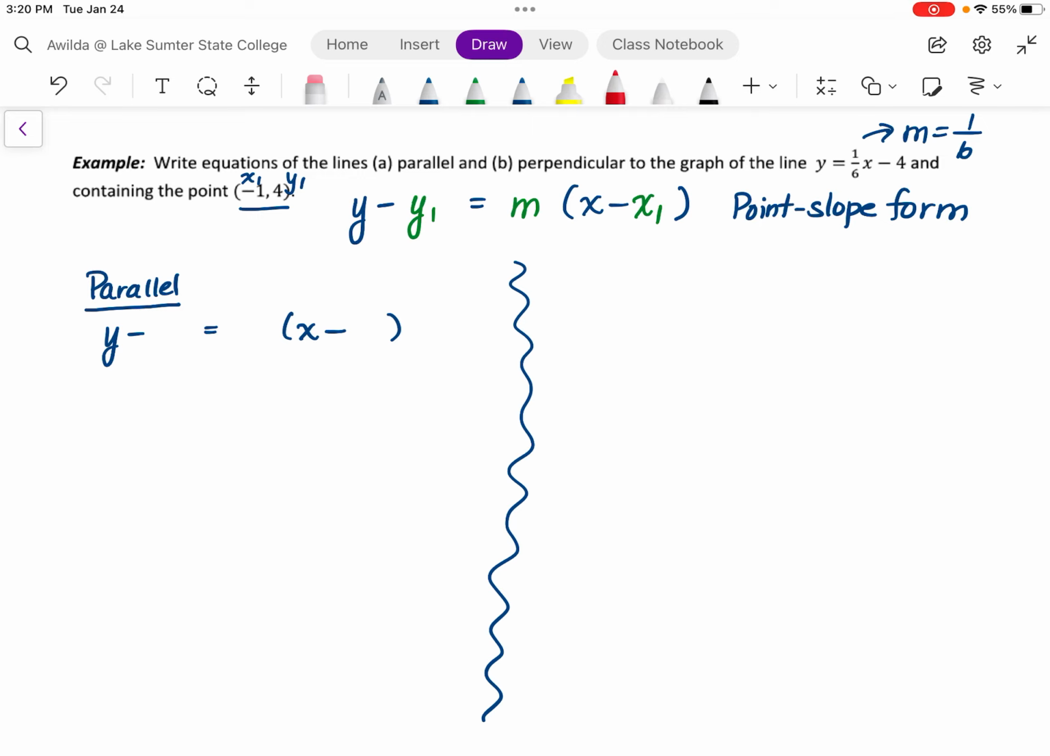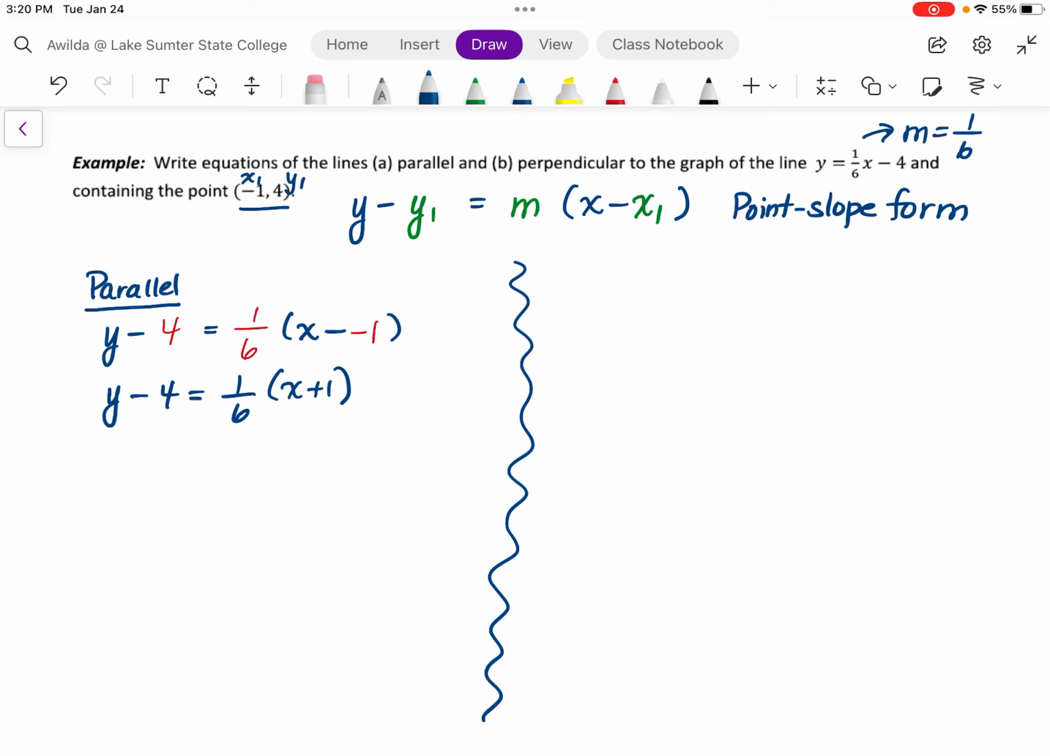Y sub 1 is 4. M, because we're trying to be parallel to the given line, we're going to match the slope. We'll make that 1 over 6. And x sub 1 is a -1. Now all we have to do is use algebraic manipulation to clean this up a bit and write it in slope-intercept form. First, I'm going to clean up that right-hand side. Oops, that's a misprint. Let me use the correct sign there. X minus a -1 is going to be written as x plus 1.